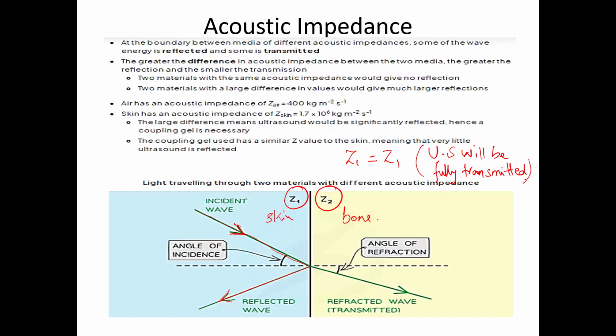Ultrasounds will be fully transmitted. If the acoustic impedance of both the mediums is the same, the ultrasounds are going to be fully transmitted. At the boundary between media of different acoustic impedances, some of the wave energy is reflected and some is transmitted. The greater the difference in acoustic impedance between the two media, the greater the reflection and the smaller the transmission. Two materials with the same acoustic impedance would give no reflection, and two materials with a larger difference in values would give much larger reflection.